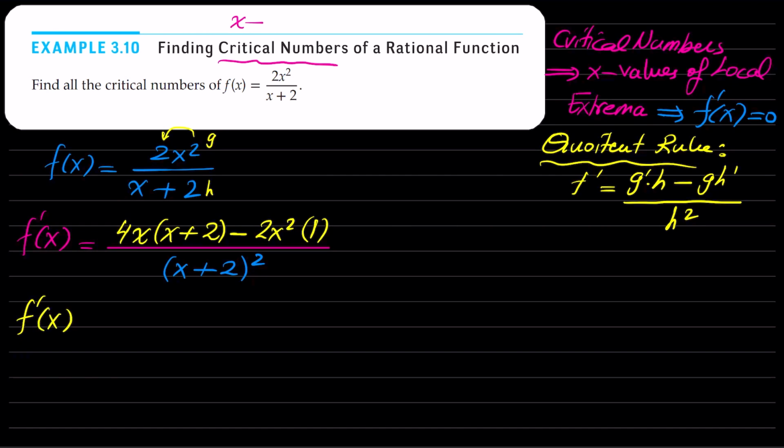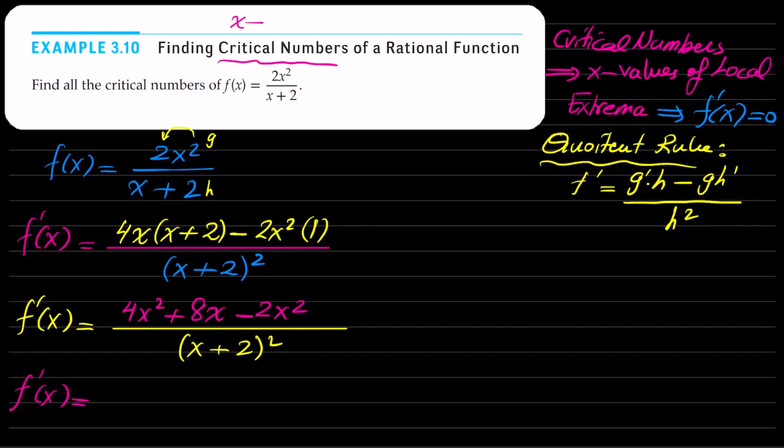So f prime of x is equal to, keep the denominator as it is, x plus 2 squared, and in the numerator we do the expanding: 4x squared plus 8x minus 2x squared. So f prime of x is equal to, 4x squared and negative 2x squared are like terms, so it is 2x squared plus 8x over x plus 2 squared.